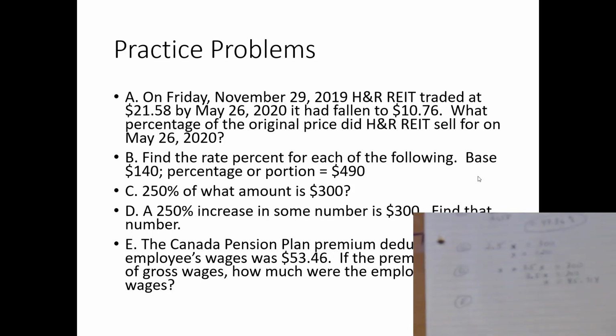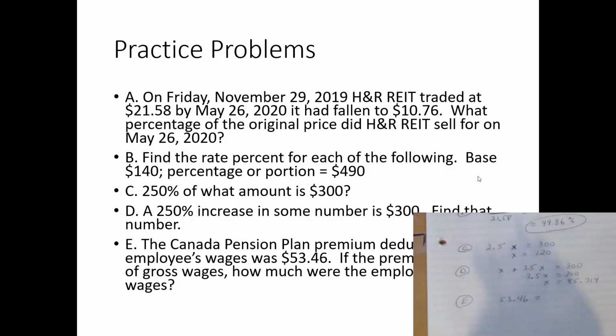The Canada Pension Plan premium deducted from an employee's gross wages was $53.46. Okay, so that's how much we took off. So it's kind of telling us that's on one side of the equation. And then the second sentence is really telling me how that $53.46 was determined, which is just another way of saying what's on the other side of that equal sign. If the premium is 5.25% of gross wages, how much were gross wages?